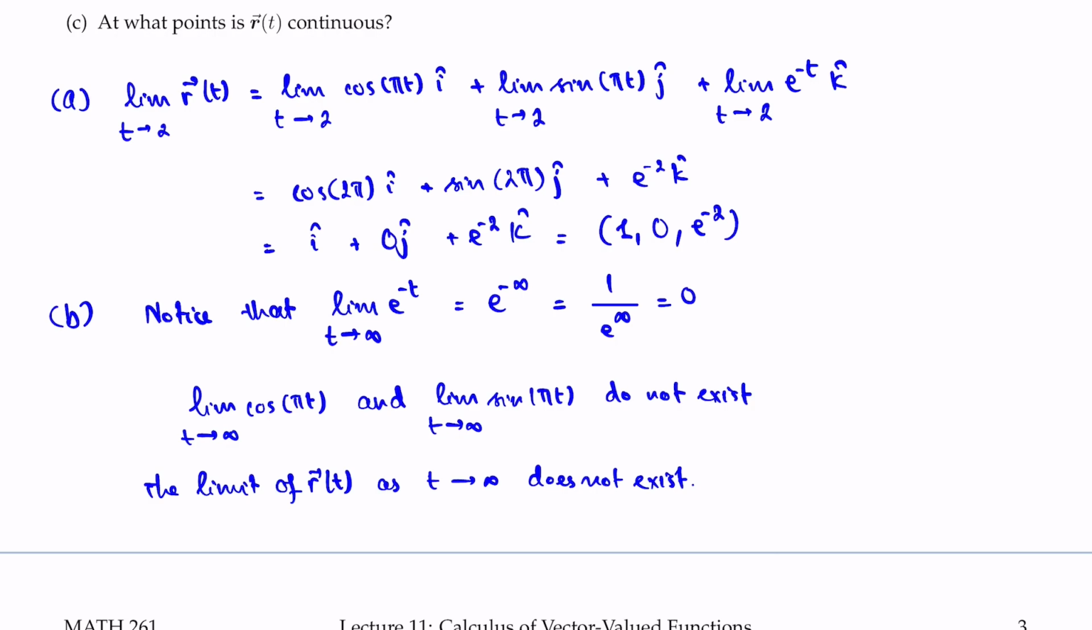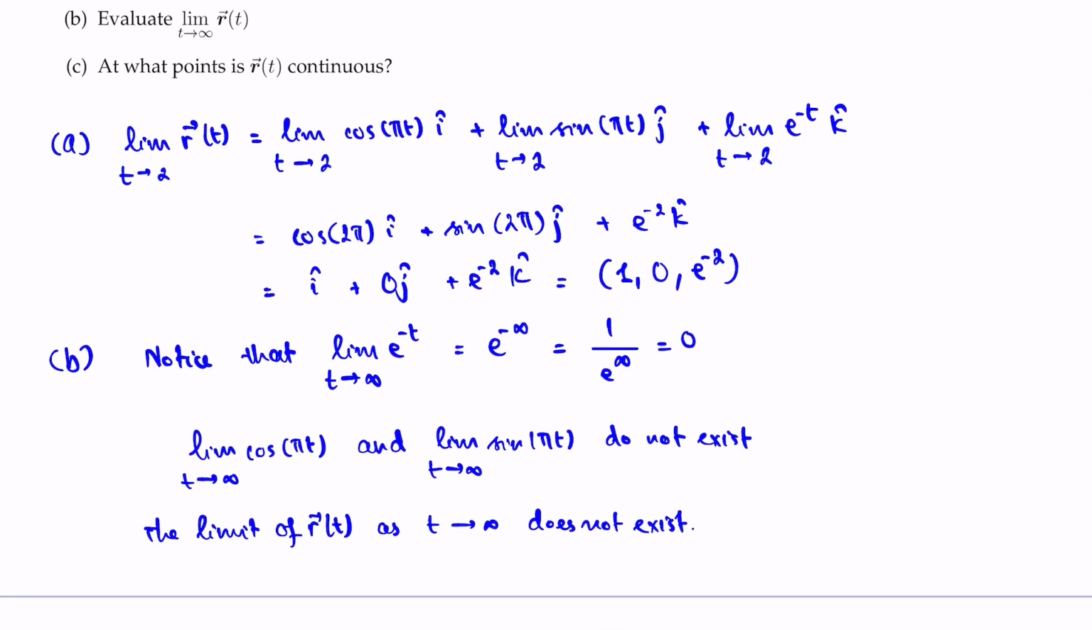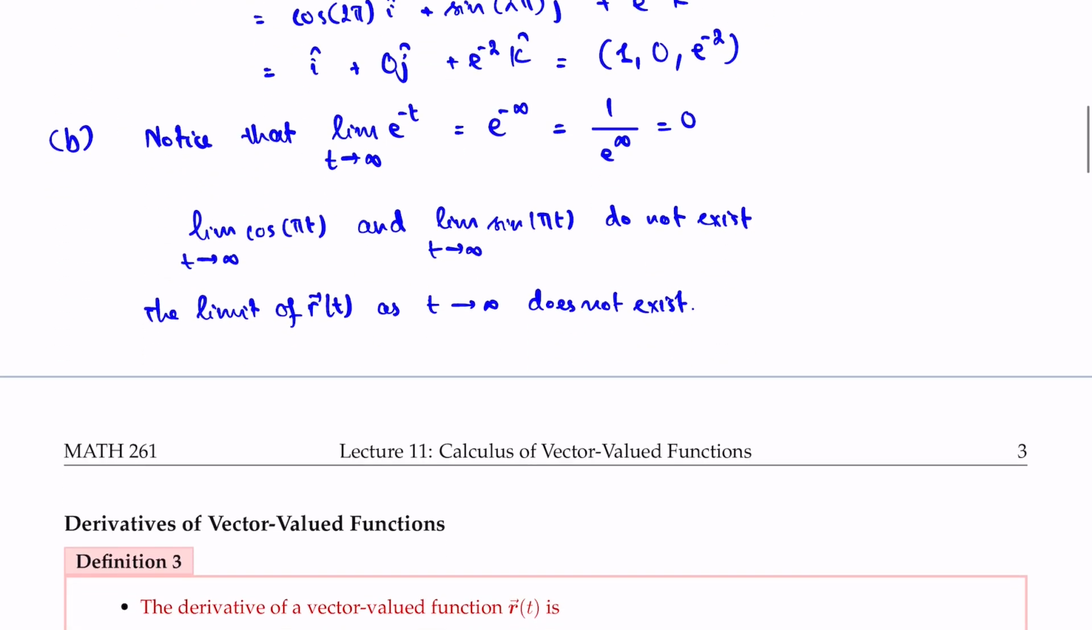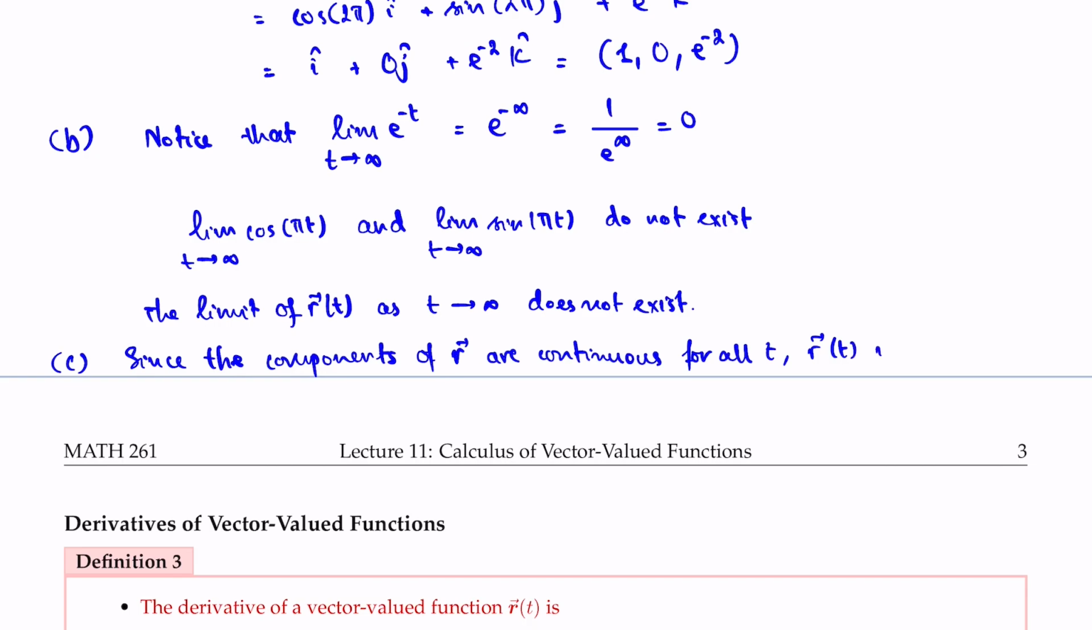Now for the last part, at what points is the vector valued function continuous? Because the components of the vector valued function are continuous for all values of t, you can automatically conclude that r is also continuous for all values of t. So for part C, since the components of r are continuous for all t, r of t is continuous for all t. So this is the case where the vector valued function is continuous for all values of t.